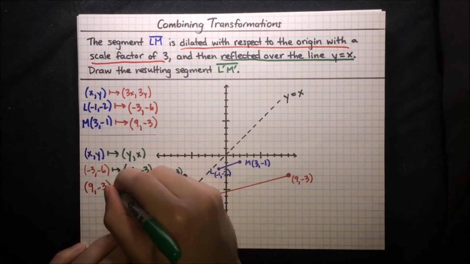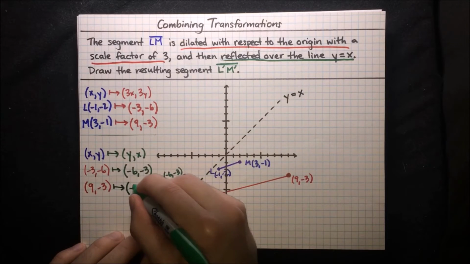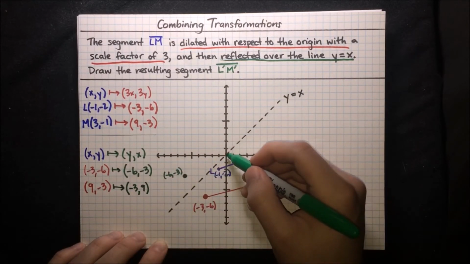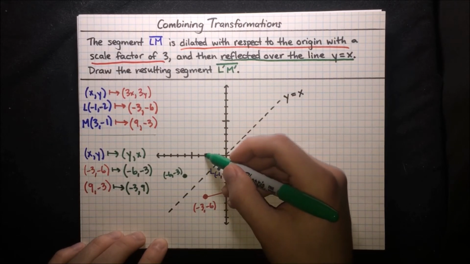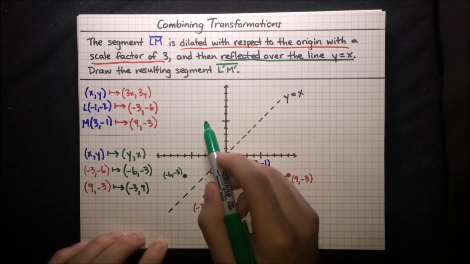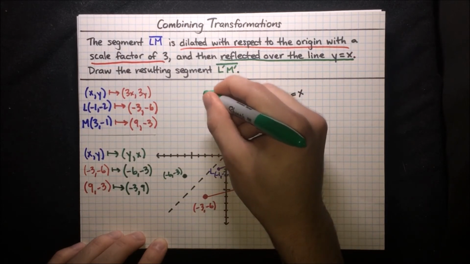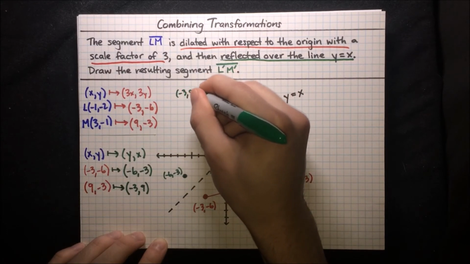And that point gets mapped to the point which has those coordinates switched. So -3, 9. And let's plot that. -3 is -1, -2, -3, and then up 9. So up, big tick mark is 5, then 6, 7, 8, 9. So there we are. There's the point -3, 9.